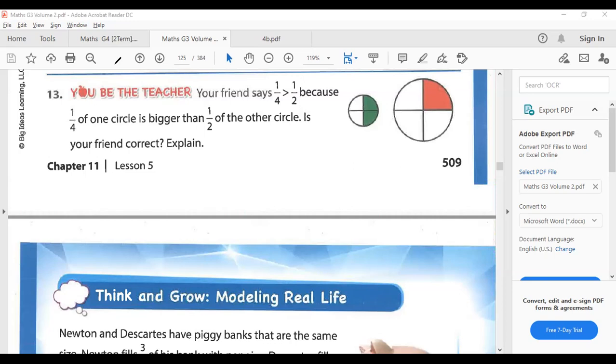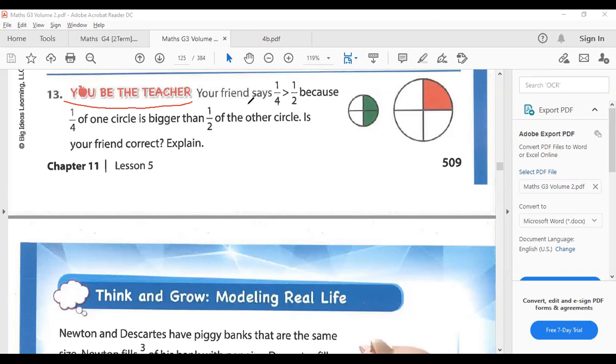Arshman, here the question says, you be the teacher. Do you agree? So now it is your turn to be the teacher, and I will ask you as a student. Your friend says 1/4 is greater than 1/2 because 1/4 of the circle is bigger than 1/2 of the circle. Is your friend correct?